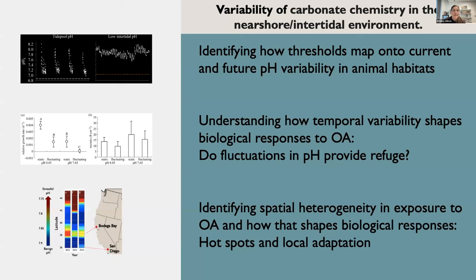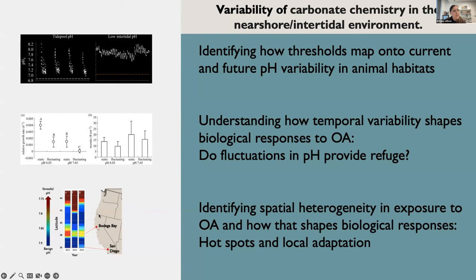And so I want to make the pitch for thinking about that variability of carbonate chemistry in the near shore intertidal environment, because I think that's going to be really helpful for thinking about predictions for biological responses, especially for economically and ecologically important species that make their home in these near shore intertidal environments.